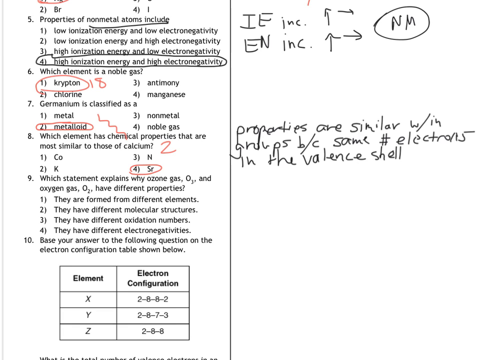Number 9, which statement explains why ozone gas O3 and oxygen gas O2 have different properties? So ozone gas has 3 oxygen atoms bonded something like that, and oxygen gas has 2 oxygen atoms bonded something like this. And they have very different properties, and that's because they have different molecular structures.